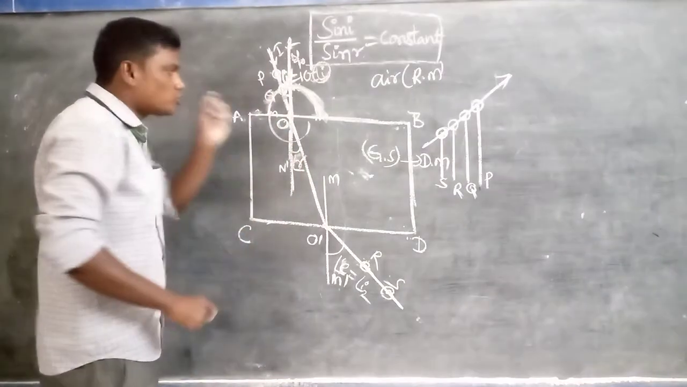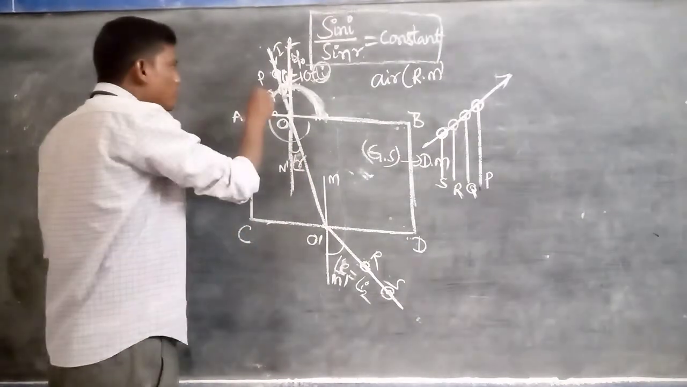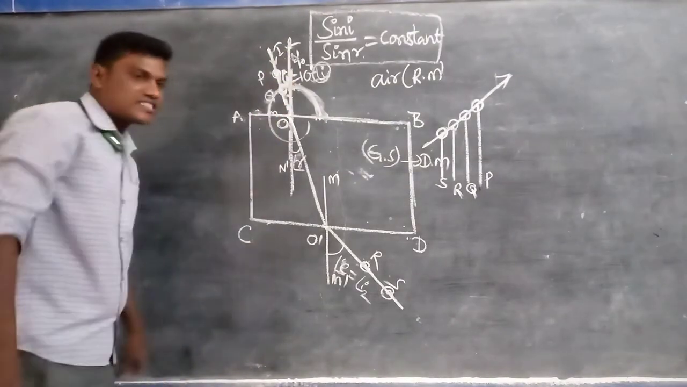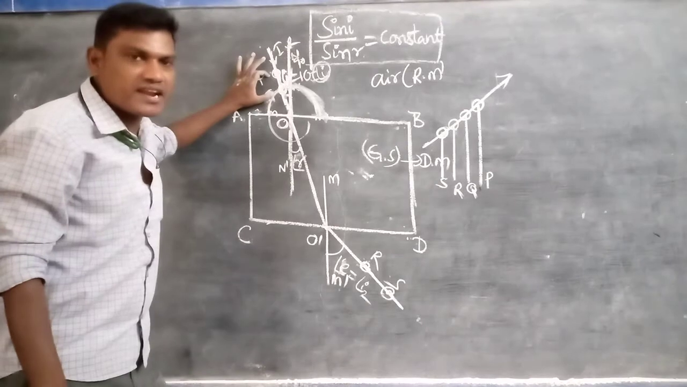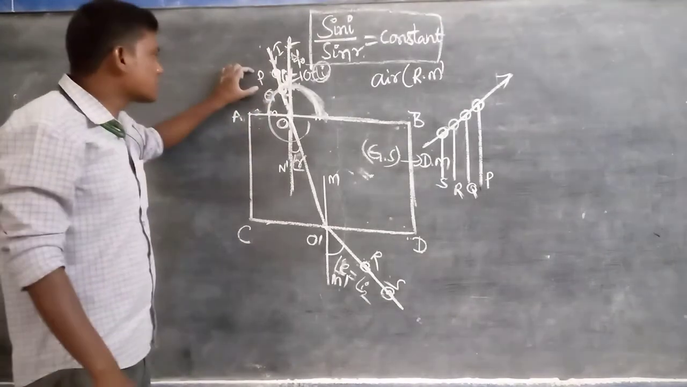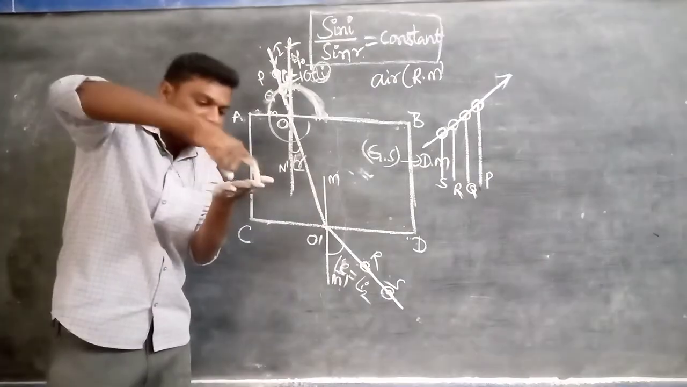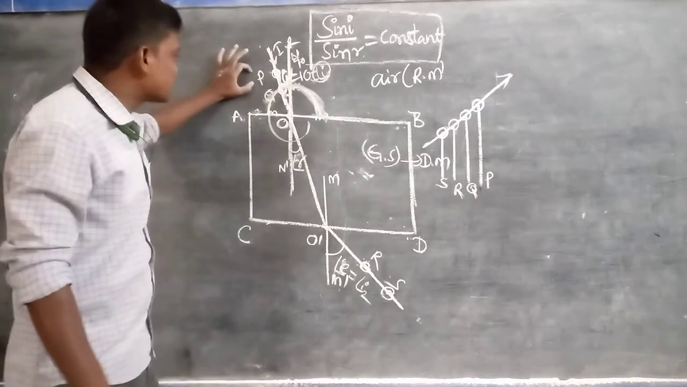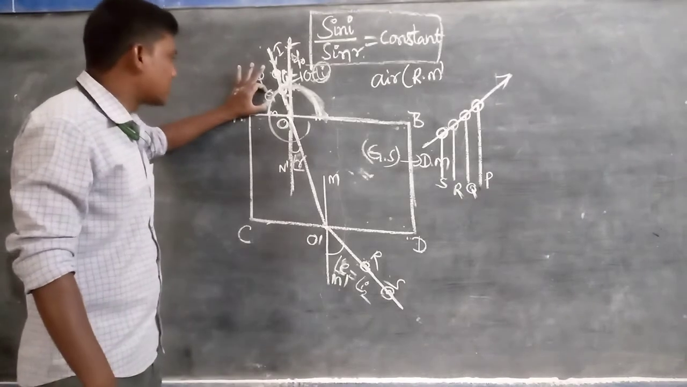Now we take two pins. The two pins we fix on the incident ray at different positions. The distance between these two pins should not be more than 5 cm and not less than 3 cm. So you fix the two pins on the incident ray in vertical mode at a suitable distance. One we call P, another one we call Q.